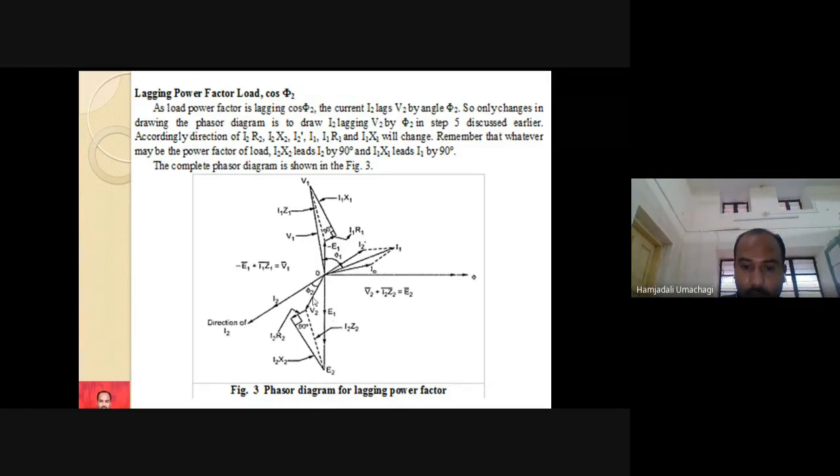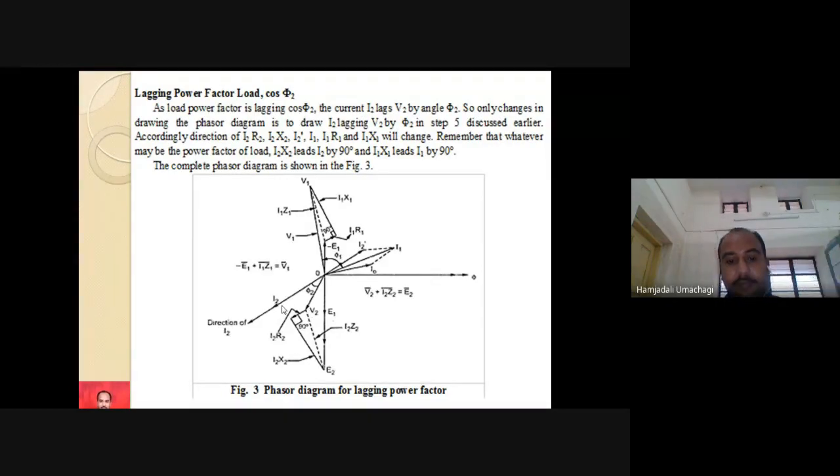Next, assume V2 in one particular direction. What is this V2? Load terminal voltage. Till here it is the same. Next, your phasor diagram will start to change from this point. What is the type of load here? Lagging load, yes or no? Inductive load. For an inductive load, current always lags behind the voltage. What is my current? Current is I2.